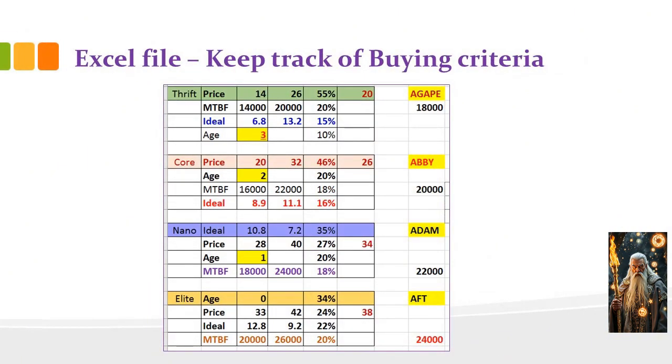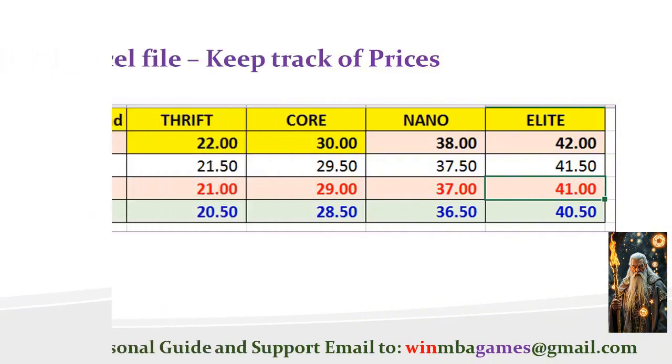Each segment also values different buying criteria: price sensitivity, MTBF, reliability, age of product, positioning, size and performance. For example, high-end customers prioritize positioning and MTBF more than price, while low-end buyers focus heavily on affordability.